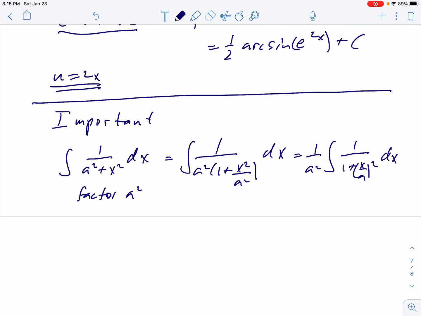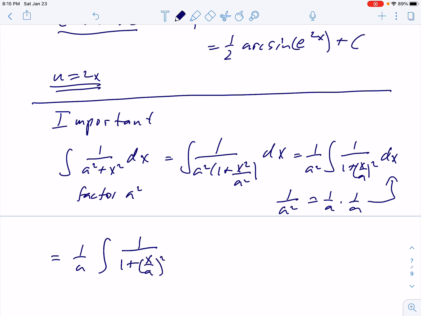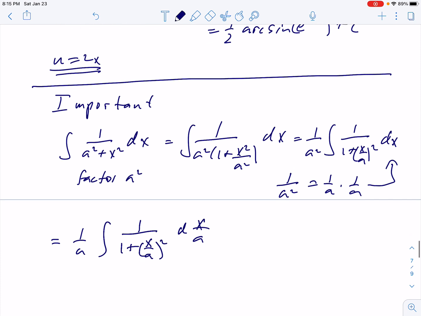Now, I shall write 1 over a squared like 1 over a times 1 over a. And one of them I will bring behind d. So the integral becomes 1 over a integral 1 over 1 plus x over a all this squared dx over a. And look at this. Thinking about x over a like u, that's arctangent. So this is 1 over a arctangent x over a plus c.